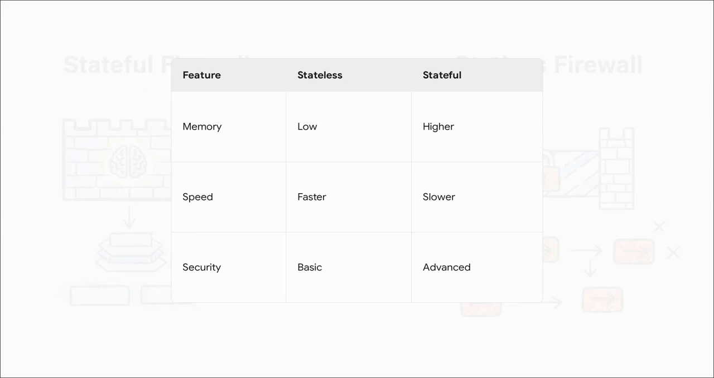Let's put them head-to-head in Section 4, the ultimate comparison. When we compare the core differences side by side, it really comes down to connection tracking. Stateless is a hard no. Stateful is a yes. Because of that, stateless uses low memory and operates faster, but it only offers basic security. Stateful requires higher memory and is just a tiny bit slower, but in exchange, you're getting advanced connection-level security. Simply put, stateless is fast but less intelligent, while stateful trades a tiny fraction of speed for a massive, massive upgrade in security.